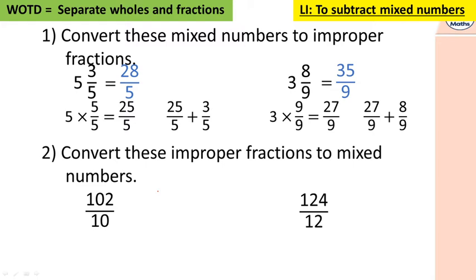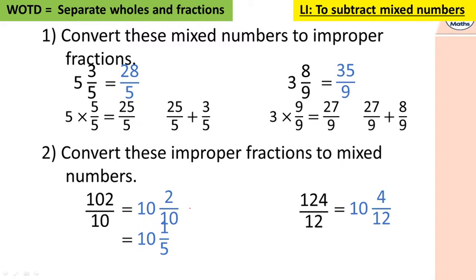So 102/10 is the same as 10 and 2/10 because there's 10 tens in 102 with 2 remaining. So here, how many 12s are in 124? 12 times 10 is 120. So we get 10 wholes and then 4 12ths left.